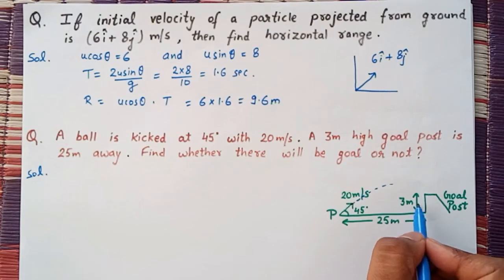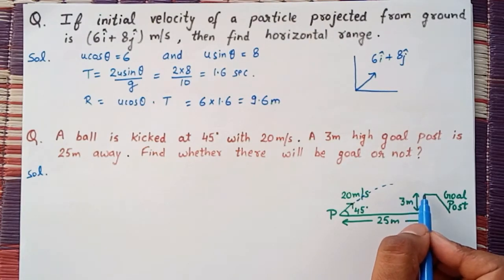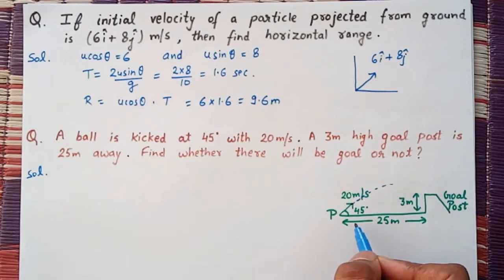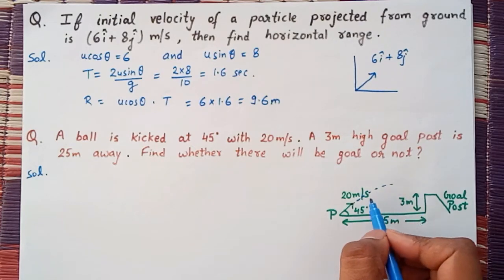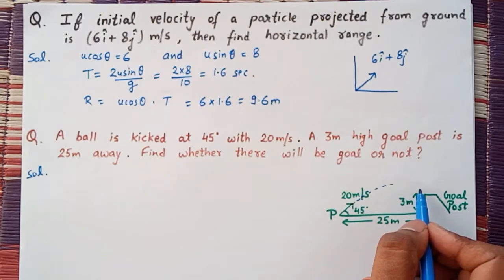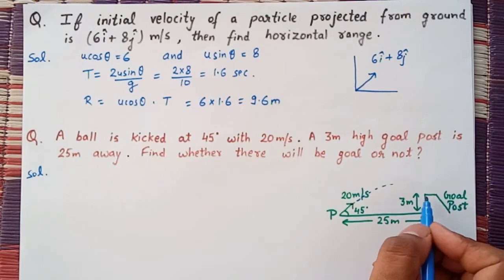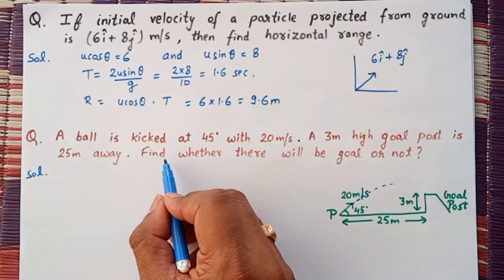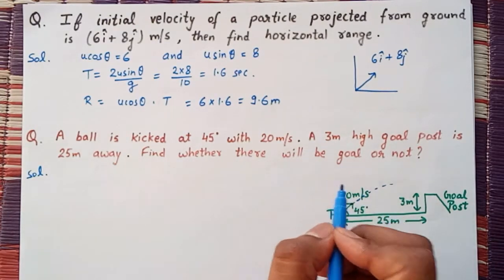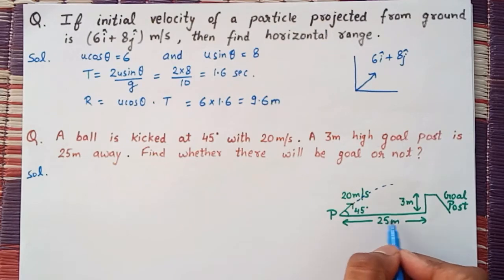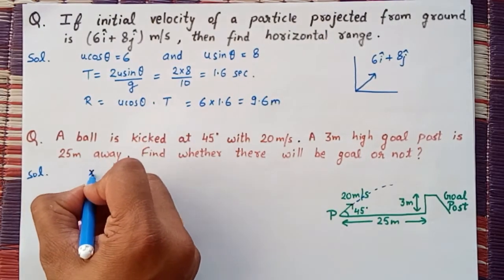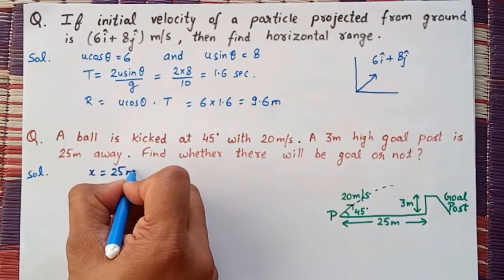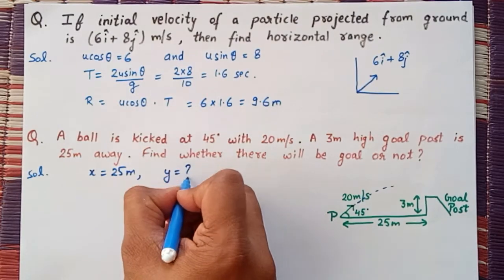So the height of goalpost is 3 meter. If the height of projectile at this point, means after covering 25 meter, is more than 3 meter, then it will cross the goal, and if it is less than 3 meter, then it will come inside the goal and the goal will be counted. So the question is asking whether there will be goal or not. Means when x is equal to 25 meter, I have to check what is y.